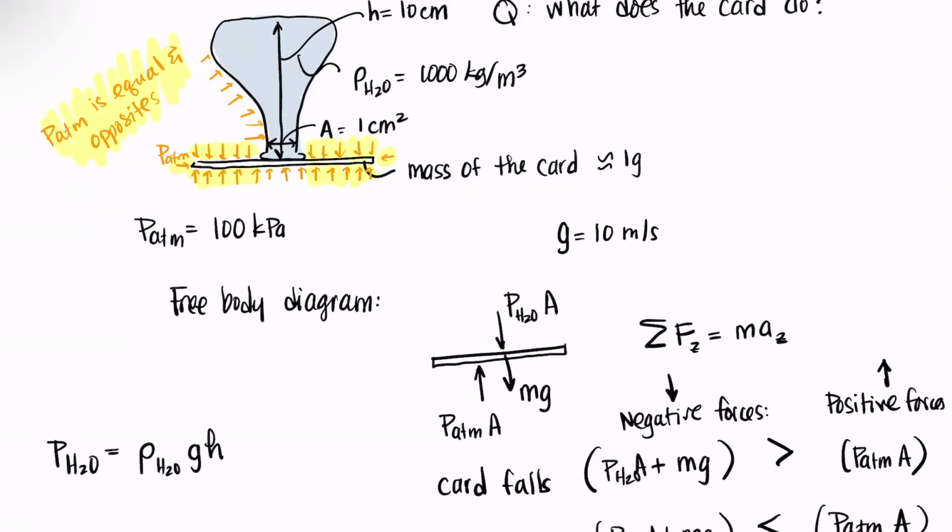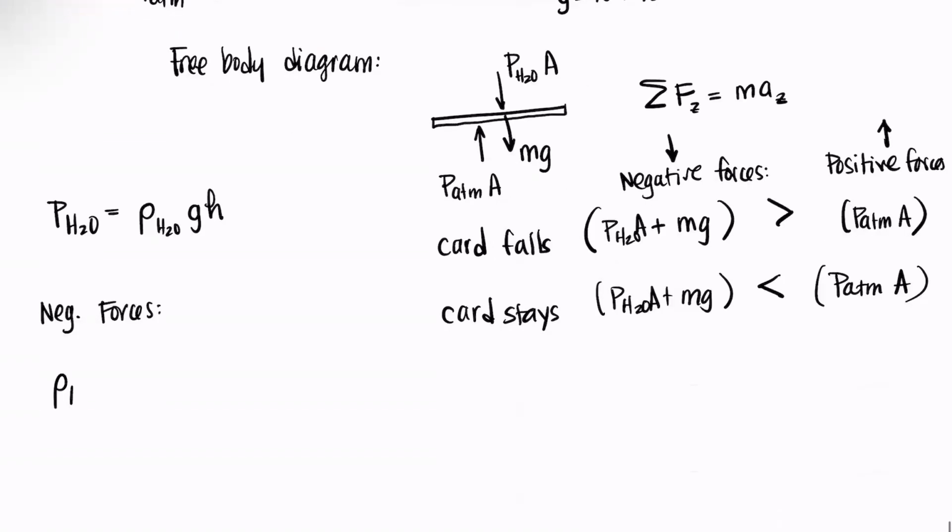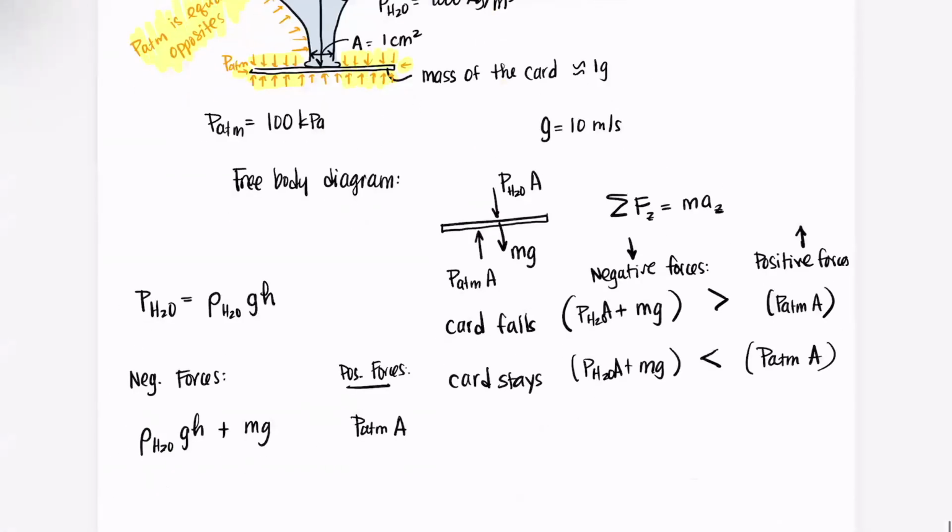All right. Okay, so our negative forces are rho H2O GH plus mg. And then our positive forces is just P atmosphere times A. All right, so we have all the values to do this. So let's plug them in. So I have 1,000 kilograms per meter cubed times 10 meters per second squared times 10 centimeters.